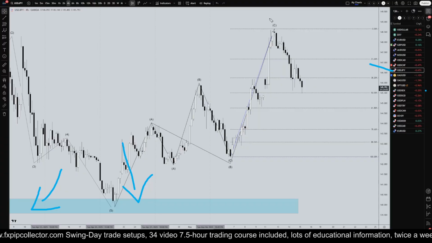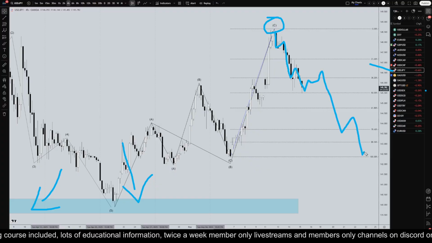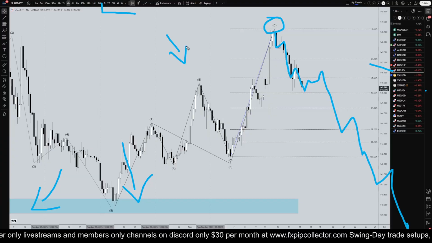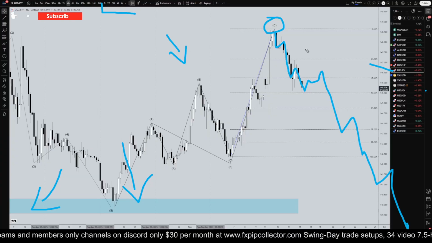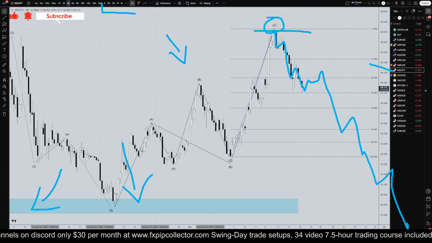So anyways, I still suspect that this is likely the end of an ABC correction on the 4-hour daily time frame. If that is the end of a correction, then this potentially should now be making lower lows, lower highs. We should potentially be in an impulsive downtrend because all the higher time frames like daily, weekly, and monthly are telling us that the downtrend potentially is not over. So three-way pullbacks, ABC corrections, most likely continuation of the downtrend.